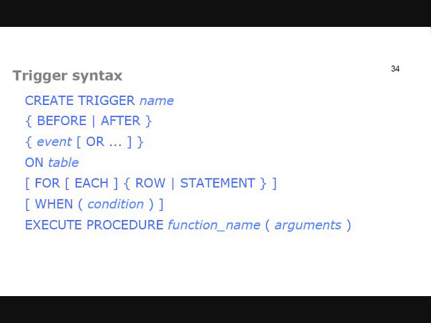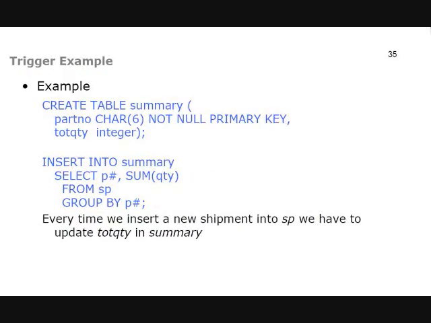Then what we do is we execute the procedure function name. Now this procedure has to be declared as a trigger function. So it's a specific kind of function called a trigger function. So we have to create the trigger function, and then we call it within the trigger, in the case of PostgreSQL.